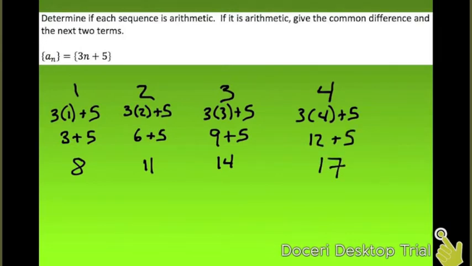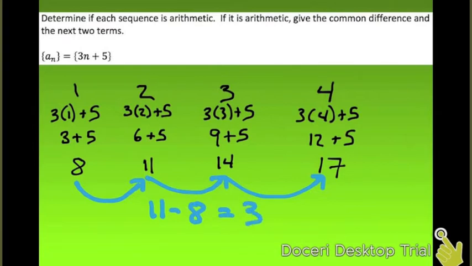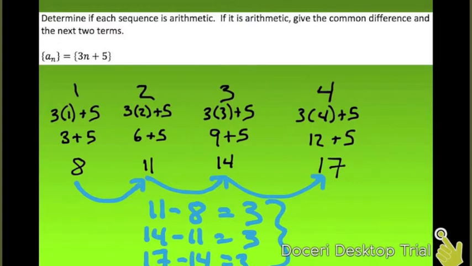So looking at these, going from 8 to 11, 11 to 14, and 14 to 17, that's pretty easy to see. Okay, so 11 minus 8 gives us 3. 14 minus 11 gives us 3. 17 minus 14 gives us 3. So is this arithmetic? Yes, it is. And the common difference, lowercase d, is going to be 3.